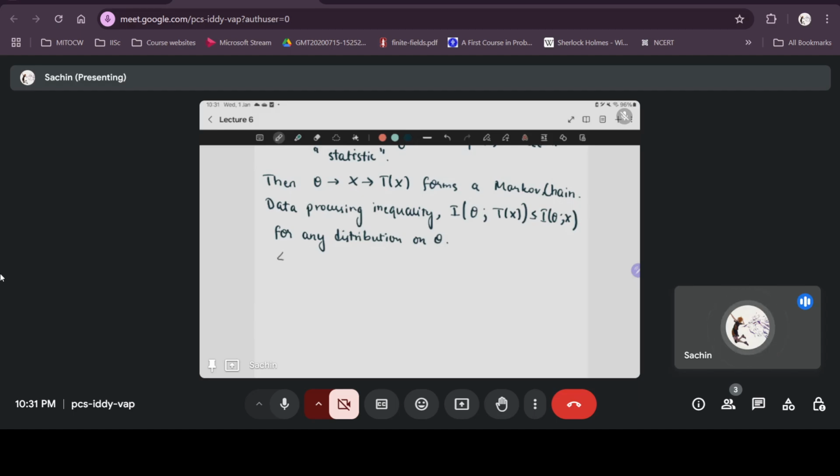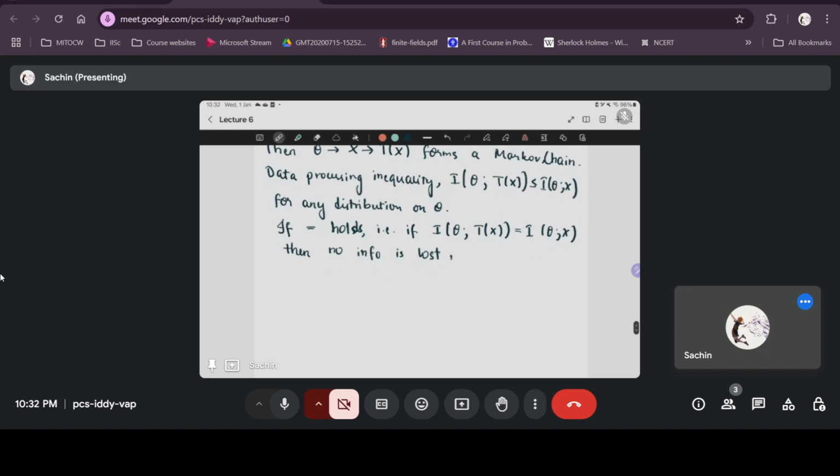So here, if this equality holds, that is, if I of theta; T of x is equal to I of theta; x, then no information is lost, and we say that T of x is a sufficient statistic.